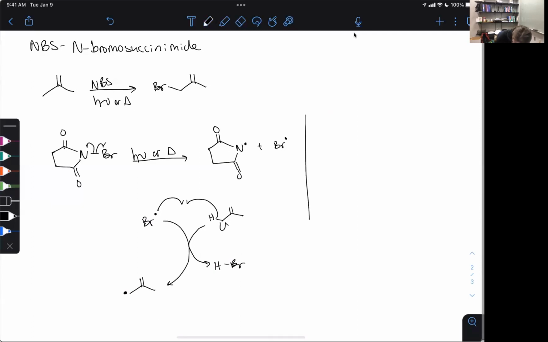So over here, N-bromosuccinimide is actually going to react with HBr. If I've got NBS and HBr, we know that HBr is an acid. So we're going to protonate the most basic atom, which is one of our oxygens. Doesn't matter which one, they're both the same. So we're going to protonate there.